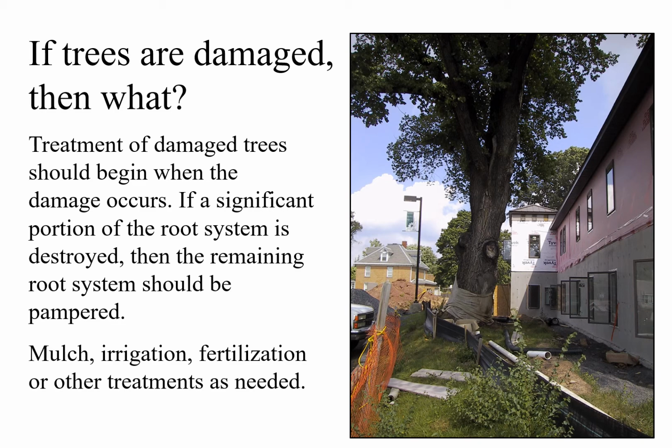If a significant portion of the root system is destroyed, then the remaining root system should be pampered, and perhaps the tree should be evaluated to see if it's even still able to be retained. Mulch is good to apply to hold soil moisture, moderate temperature extremes, and remove any competition from other plants around the tree. Regular irrigation is really effective because trees that don't become moisture stressed have a better chance at survival.